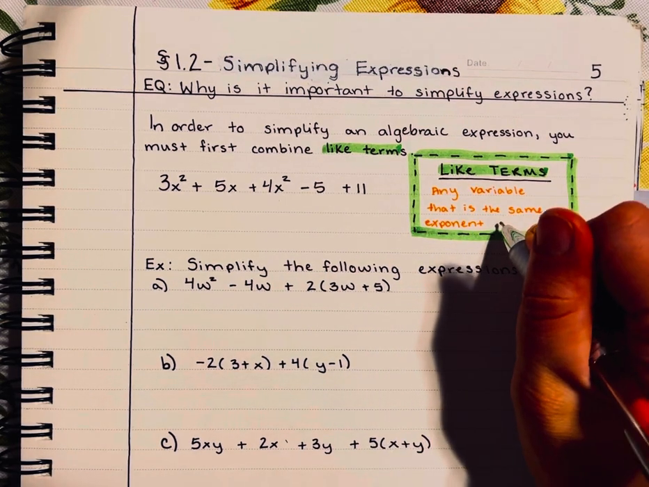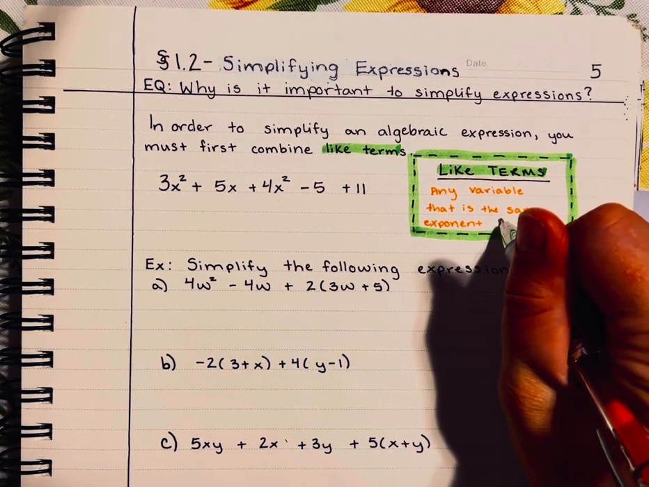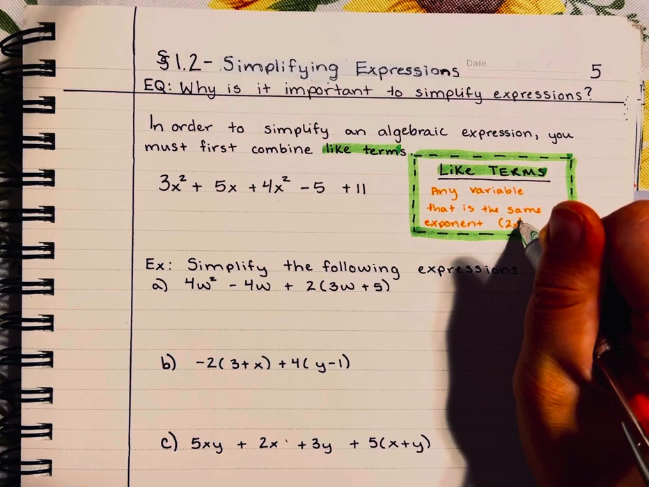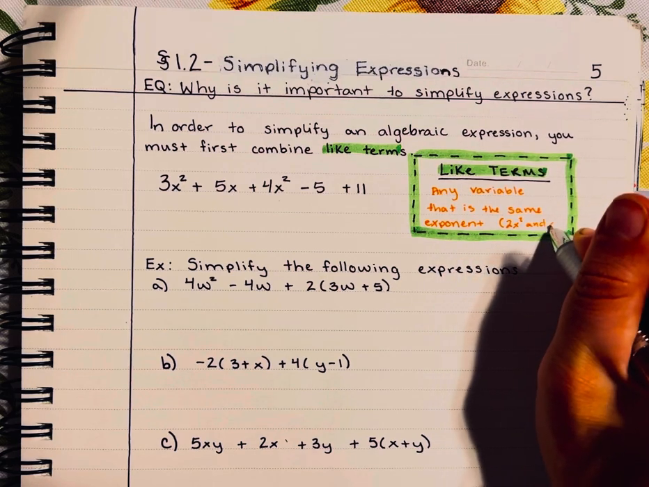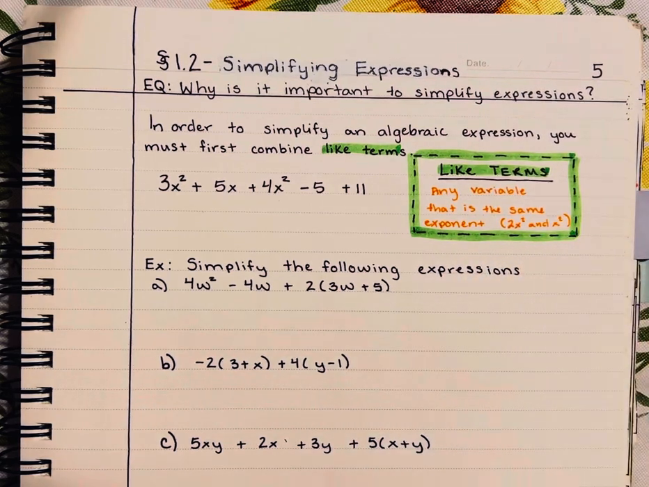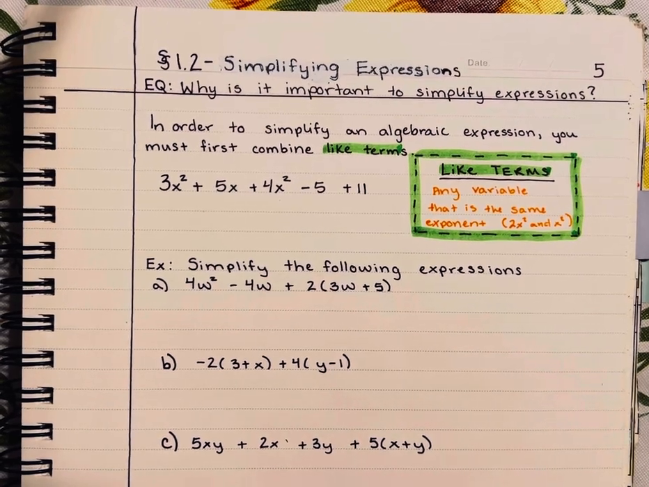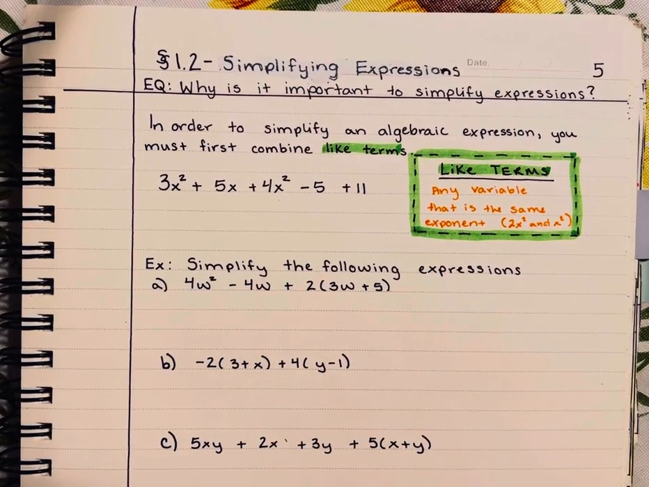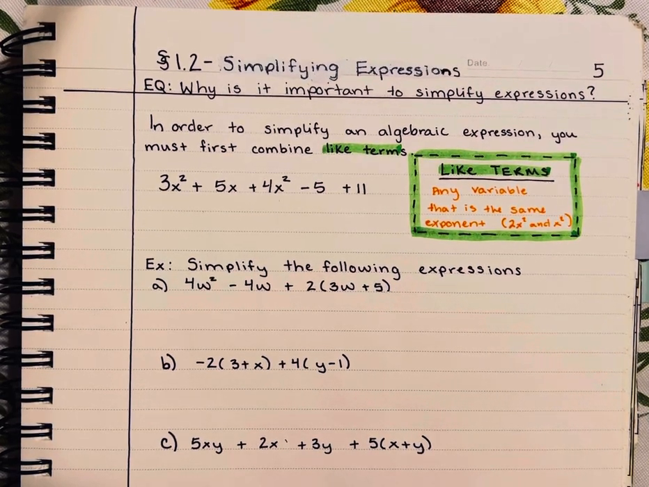So for example, 2x squared and x squared. Those are going to be like terms. However, x and x squared are not going to be like terms. So it has to be any variable that is the same exponent. Or, to word that better, should contain the same exponent.